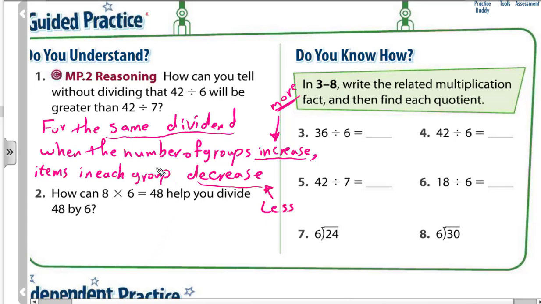So my heroes, when we go up with this number, it's 6, now it's 7, the quotient will be smaller. When we increase the number that we divide by, which we call the divisor, when we use a greater divisor, the quotient will be smaller. That's all.